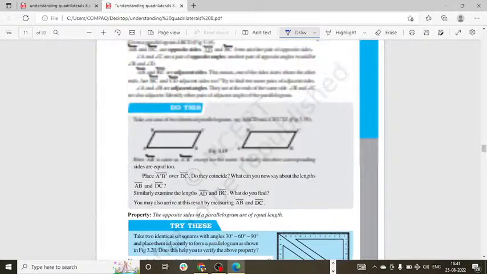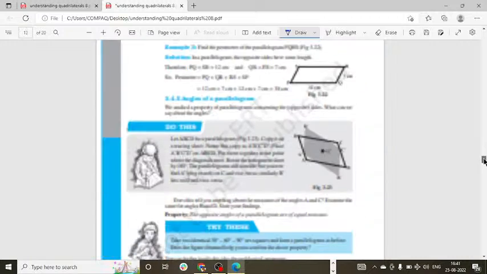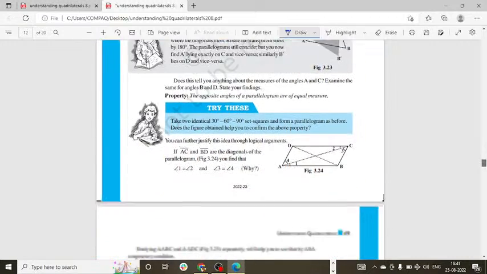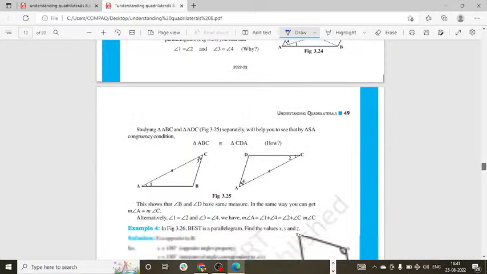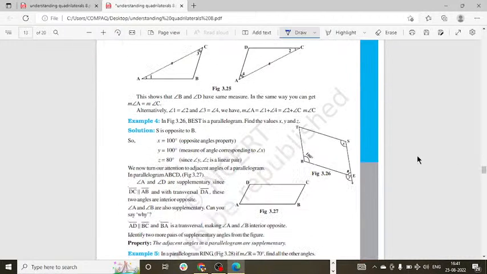Let's move on to some other questions so that we will have a clear idea about the topics that we have learned today. So let's do this one. In this figure, BEST is a parallelogram. We need to find the value of X, Y and Z.